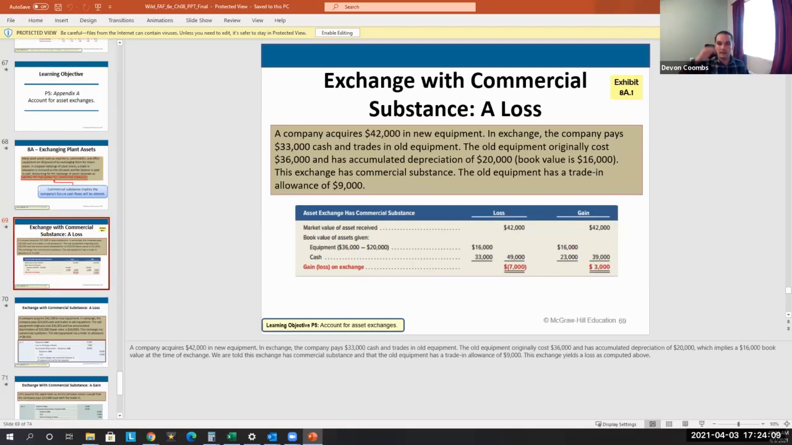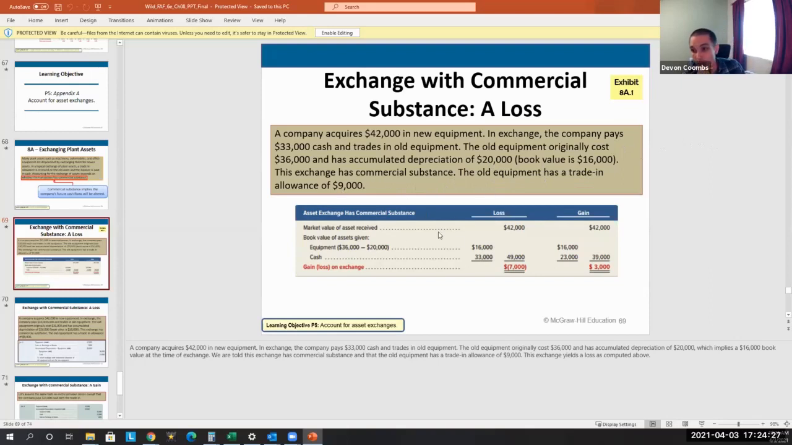And so a company acquires $40,000 in new equipment. In exchange, the company pays $33,000 in cash and trades in old equipment. The old equipment has an original cost of $36,000 and accumulated depreciation of $20,000, book value of $16,000, and it has a trade-in allowance of $9,000.